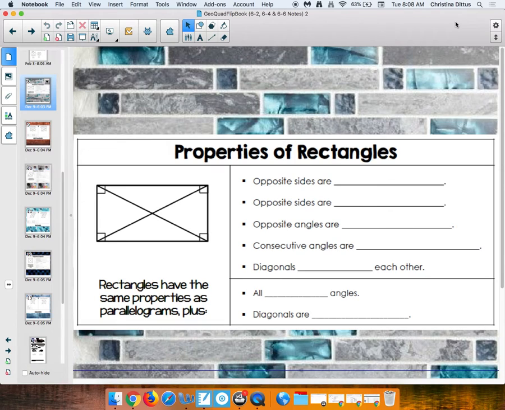Rectangles are a lot like parallelograms. Do you guys remember what we know about opposite sides of parallelograms? They're equal. What else are they? They are parallel, and they're also congruent.